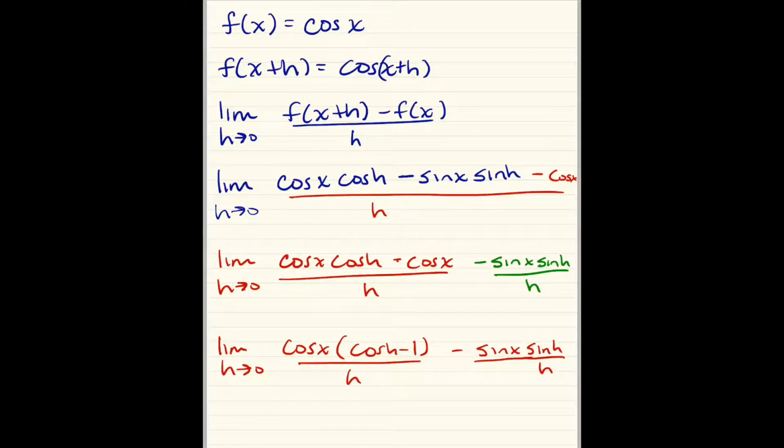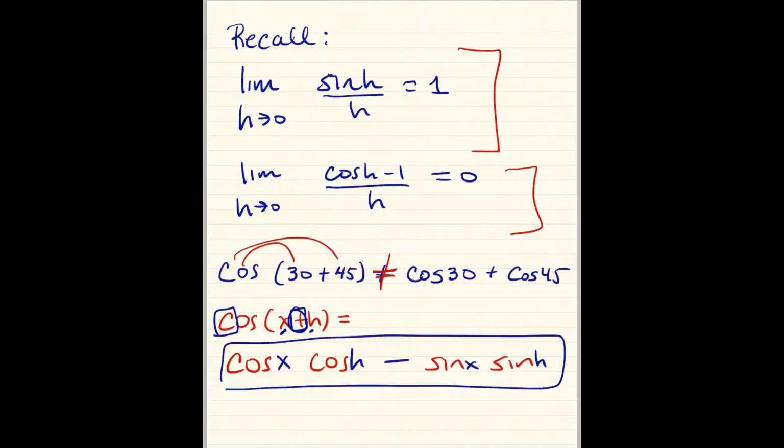All right, your function is equal to cosine x. For the function of x plus h, every time I see an x, I'm going to put an x plus h. This is the definition of a derivative: f of x plus h minus f of x over h, the limit as h approaches 0. That's the important part. Now, f of x plus h is what we found right here.